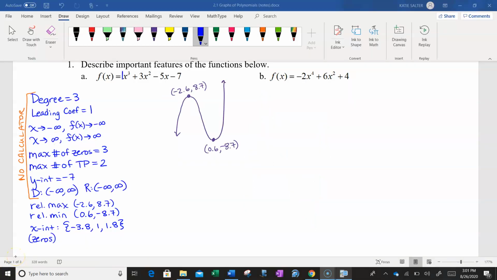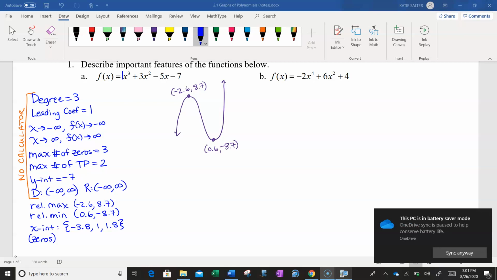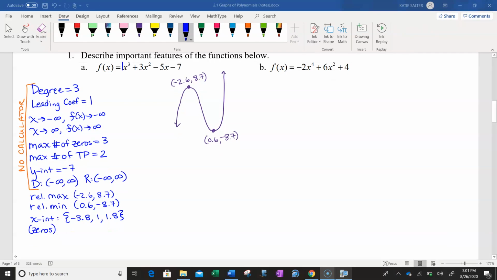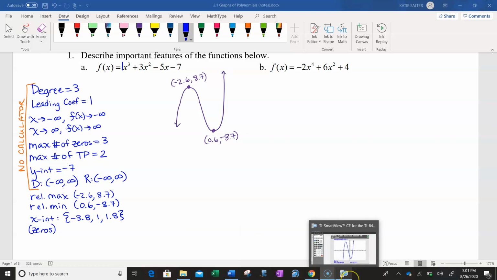Okay, so we would call these max and mins relative maxes and relative mins because they're not actually the highest point or the lowest point on the graph. Since this graph actually goes off to negative infinity and positive infinity, it doesn't have an absolute max or an absolute min. And then we write down our x-intercepts.